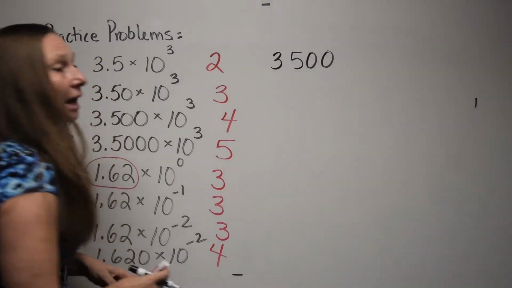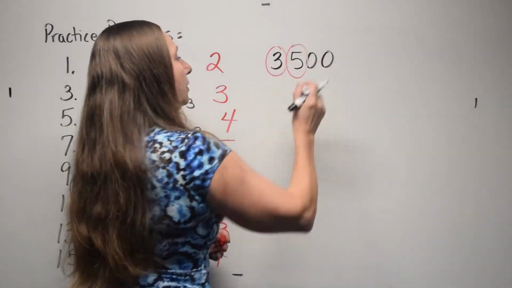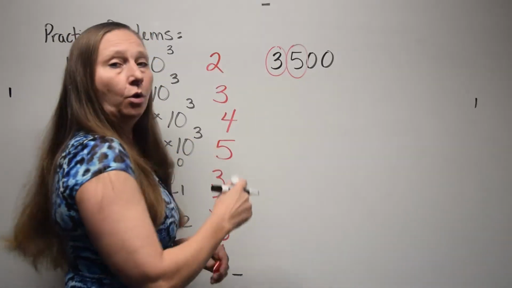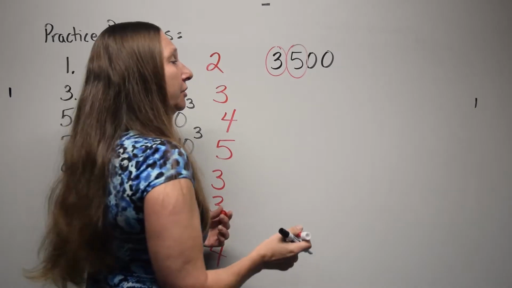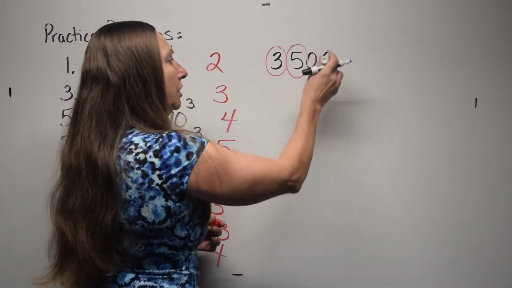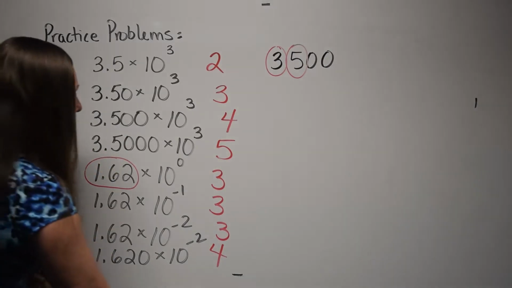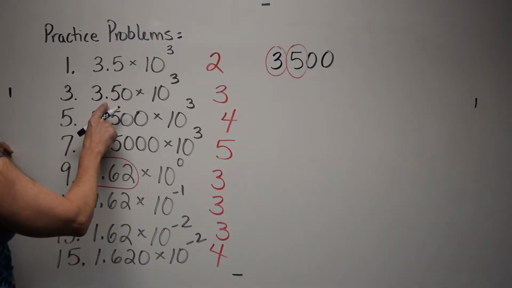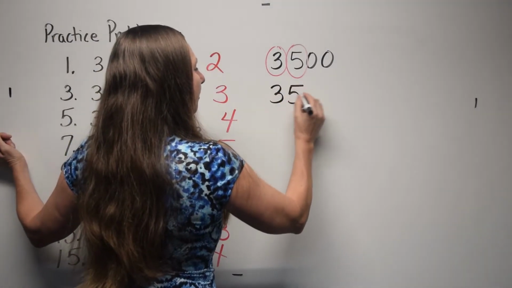Okay, how do you know that? You go through your list. Non-zeros are significant. Zeros between are significant. Zeros before, not significant. Zeros after the last non-zero are significant if there's a decimal. There's no decimal, so these 2 zeros are not significant. But the number is still 3,500. All right, right here, 1, 2, 3. So again, the number is 3,500.